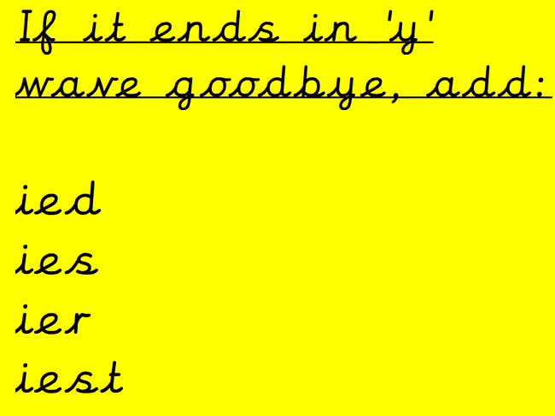So here are the rules that we've started to learn, and two new ones, and one of them will be what we're looking at this week. If it ends in Y, wave goodbye, add IED. If it ends in Y, wave goodbye, add IES. If it ends in Y, wave goodbye, add IER. If it ends in Y, wave goodbye, add IEST.